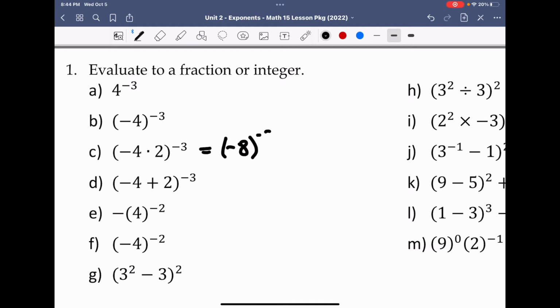And then if I want to write this as a fraction, well, this is equal to 1 over, and then I'm going to make my -8 in the denominator and make it a positive exponent. Now, you can evaluate what 8 to the 3 is. That would be totally fine. In this case, we should get 1 over, a negative to the odd exponent will give me a negative, and then 8 cubed, well, 8 times 8 is 64 times another 8, negative 512.